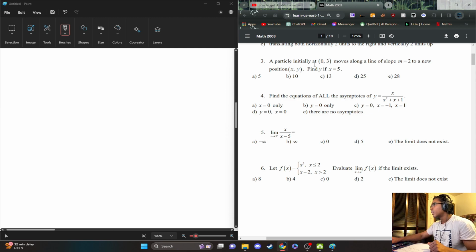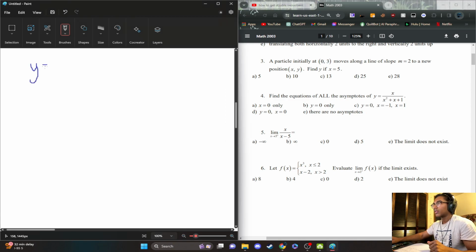A particle initially at 0, 3 moves along a line of slope m equals 2 to a new position x and y. If y is 5, find y if x is 5. Okay, so basically they're asking you to first find the coordinates. So first you use the fact that you have m already. M is 2, so use that to find the first equation.